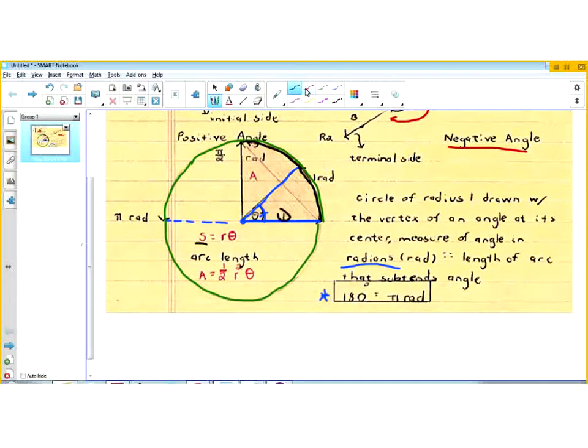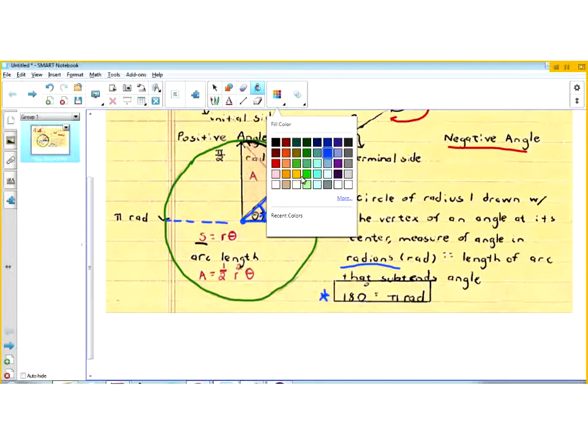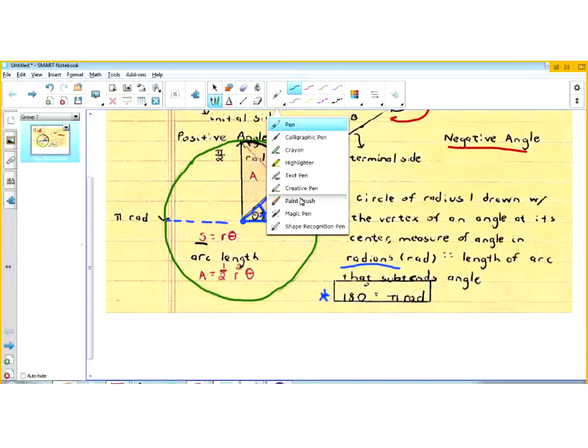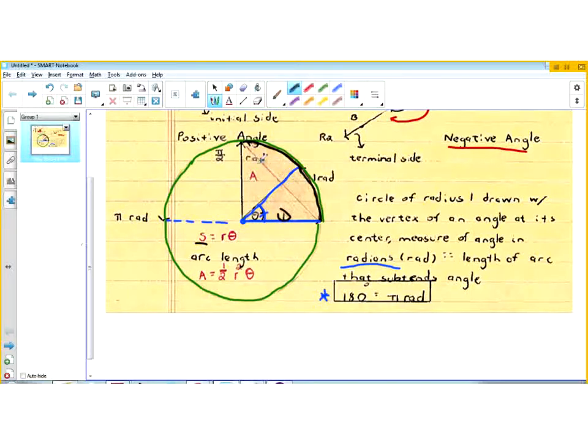All right, and then we talk about the area of a sector. So let's see here if I can find a good color. Cyan, maybe? Where's my brush? No, that's a fill. Let's see if I have a brush. Yeah, paintbrush.